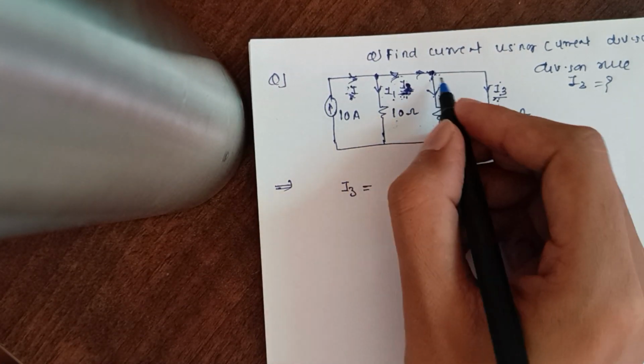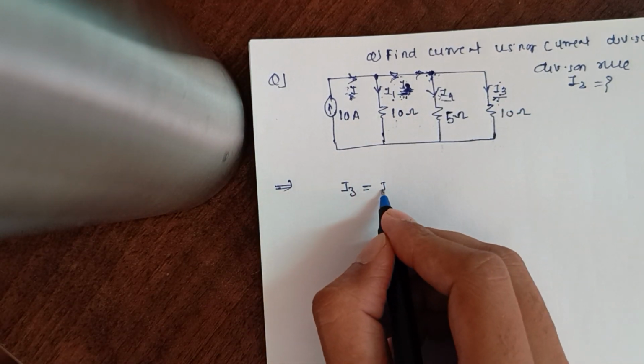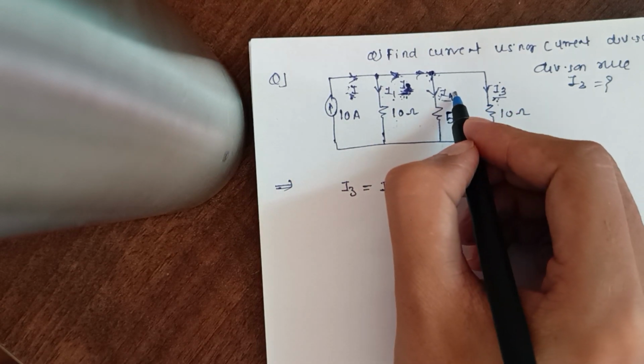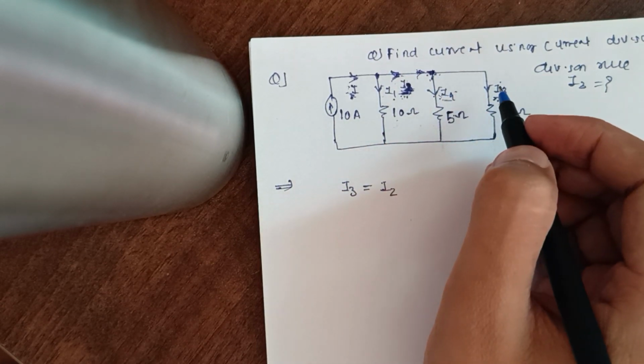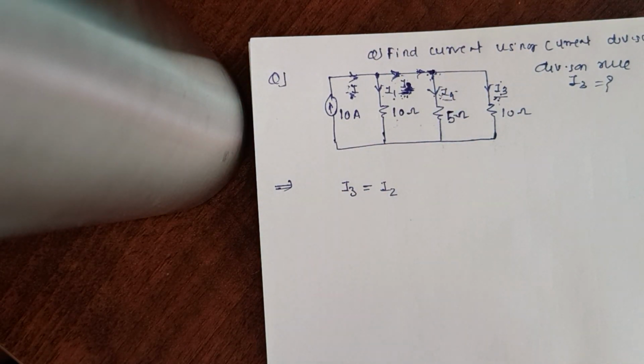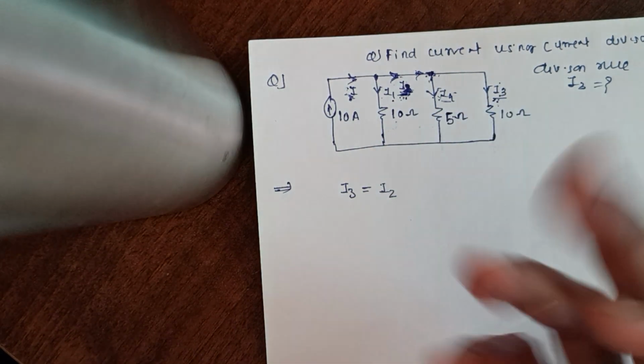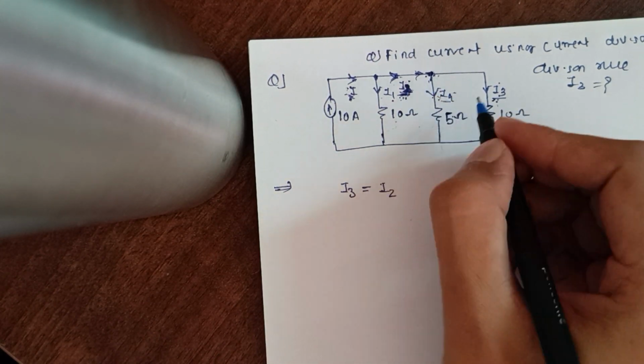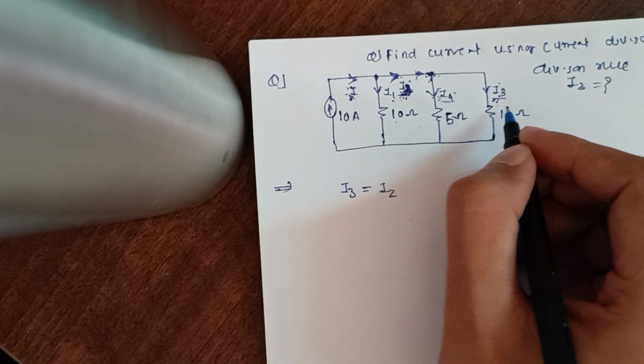So what is my total current for this node? That is I2, because this current comes in and gets divided. That's why we apply the current division rule. The name suggests it, because currents get divided into two paths only. So now I am applying the current division rule on I2, and I want to find this current I3.